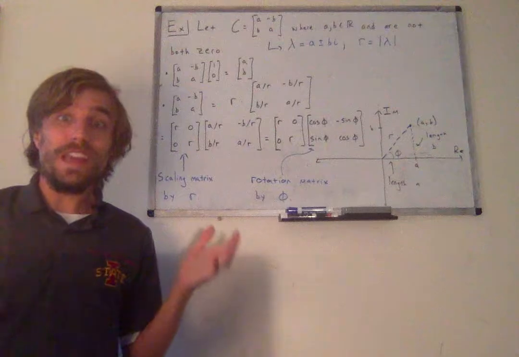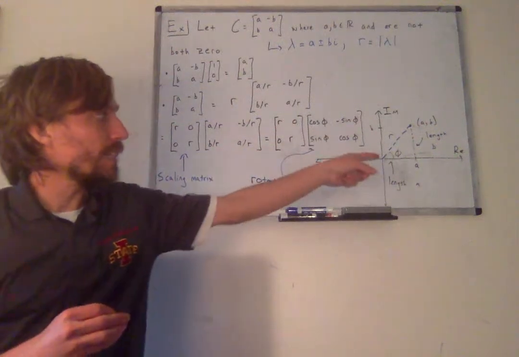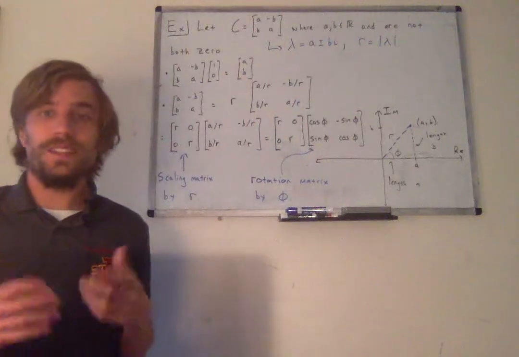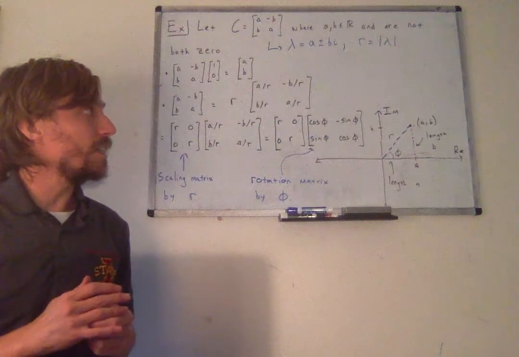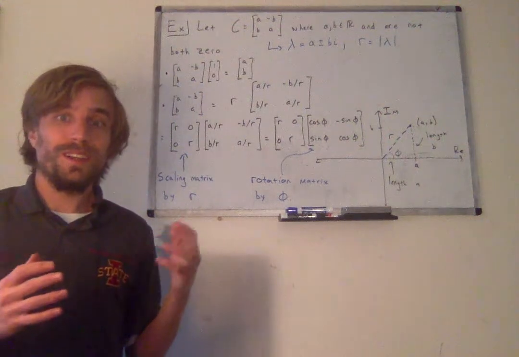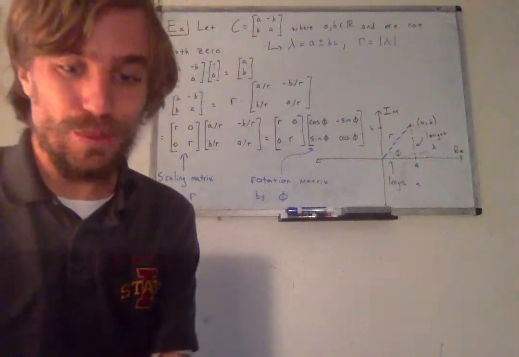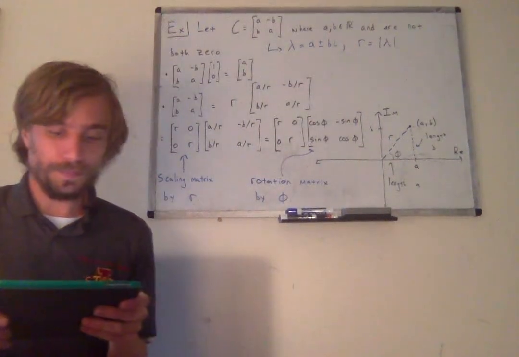And that's so cool. Every matrix of this form is doing that, where here the angle phi is calculated like so, and the radius r, or the scale factor r, is calculated to be the modulus of the eigenvalues. And I don't know, it's just so amazing how that stuff ends up working out.